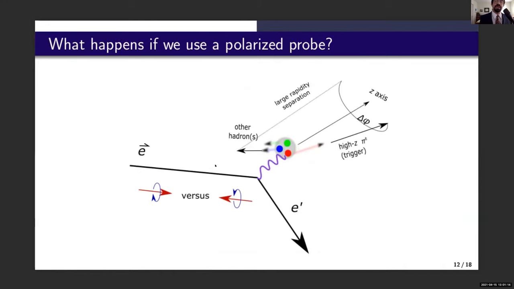So the next thing we were looking at was what happens when we use a polarized probe. If the electron has initial positive longitudinal polarization versus initially negative polarization.